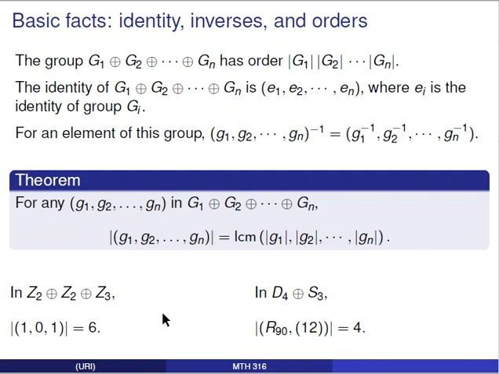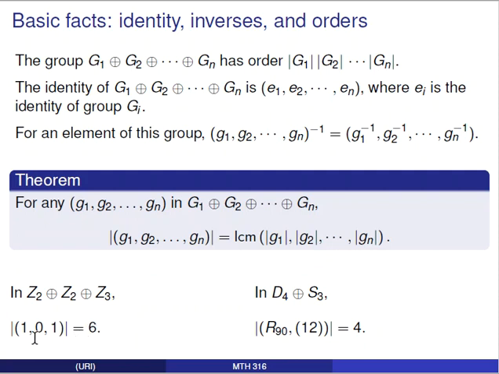Now let's apply that in a couple of examples. So Z2 direct product Z2 direct product Z3 is a group of order 12. The order of element (1, 0, 1) is equal to 6. Let's talk about why. As I take a look here at the first entry 1, I know that that comes from the group Z2, and that entry 1 has order 2 in the group Z2. The element 0 has order 1 in Z2, and this one comes from the group Z3, where it has order 3. So the orders of the individual entries are 2, 1, and 3. The least common multiple of 2, 1, and 3 turns out to be 6, which explains why this element has order 6.